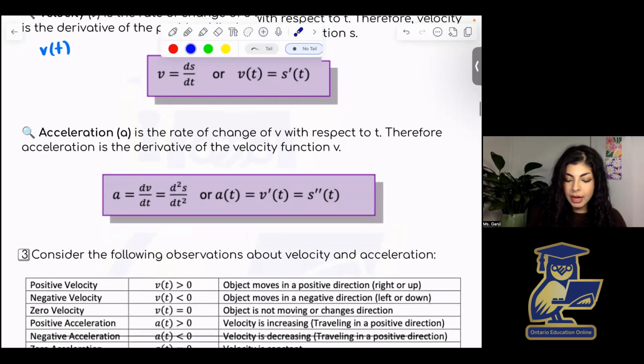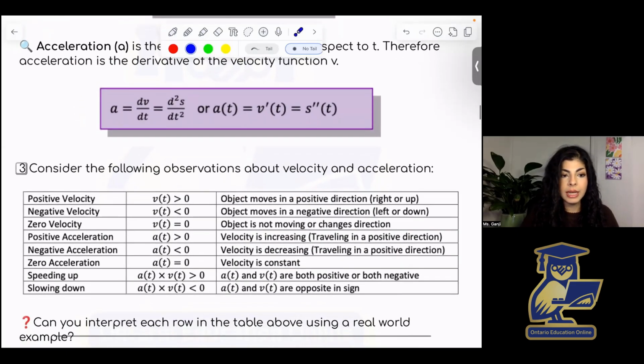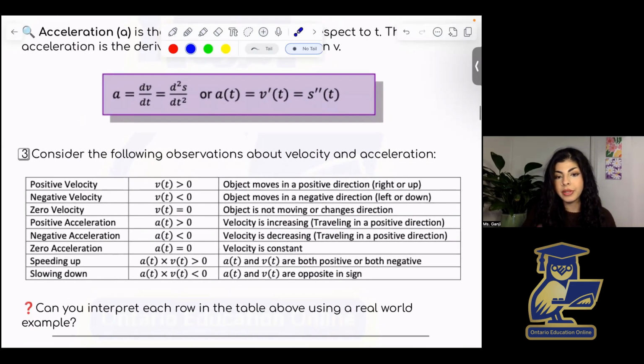Now, let's look at this table here, which is giving us some observations about velocity and acceleration. And one thing I want to point out here, and I did mention it in one of our previous lessons, is that now we're looking also at direction. So speed in itself is just a distance, the change in distance over the change in time. But velocity is giving us direction.